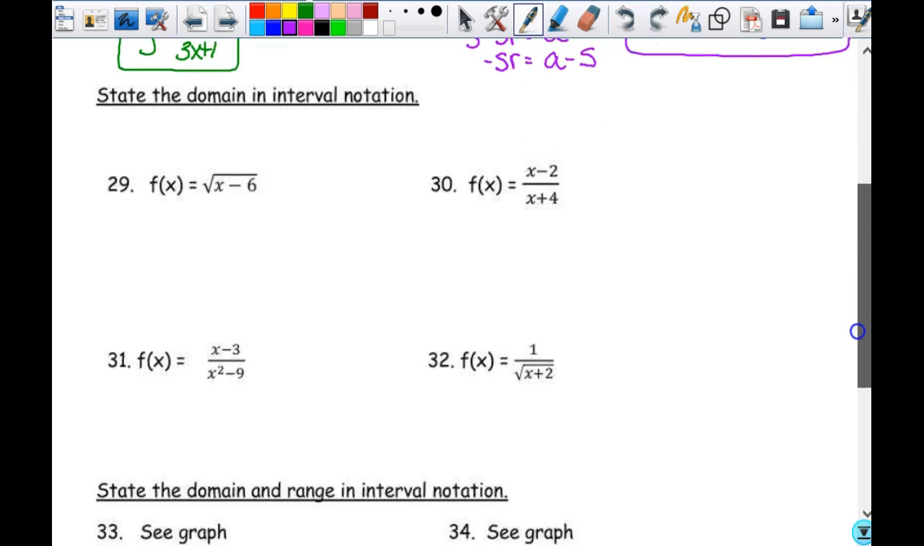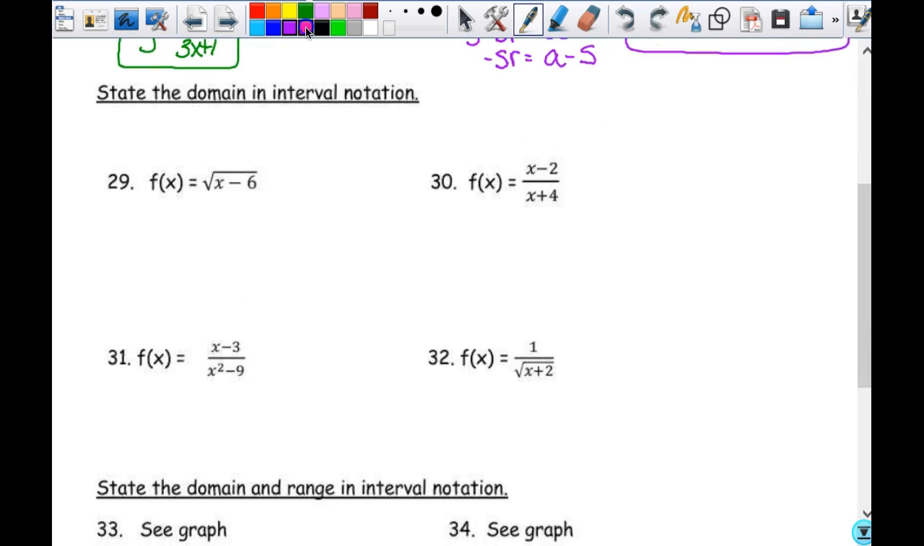So now I'm looking at domain, and it clearly says in interval notation here. So I've got f of x equals the square root of x minus 6. The graph here, the square root curve, looks something like this, but it's going to get shifted to the right 6. So it looks like this. So we're right here at 6. My domain is my x values. It includes this 6, so it's going to go from 6 to infinity.